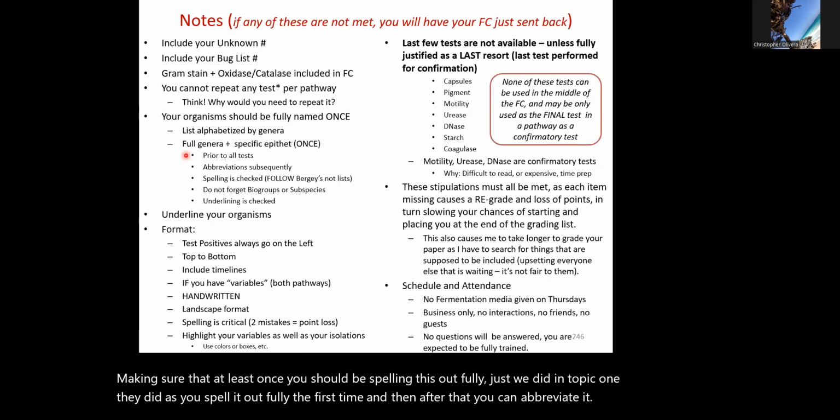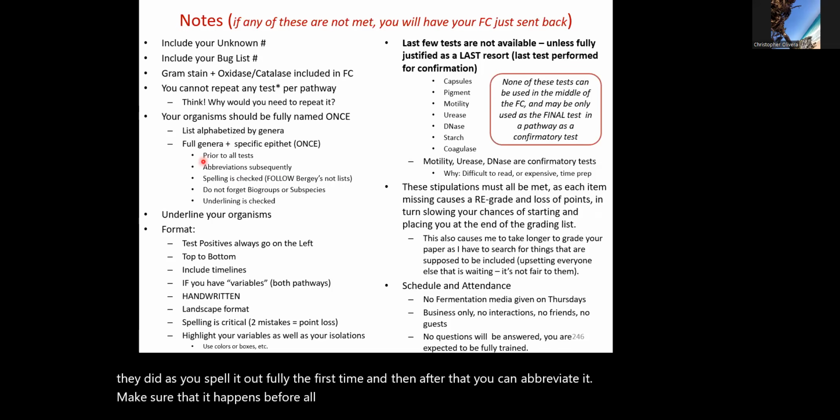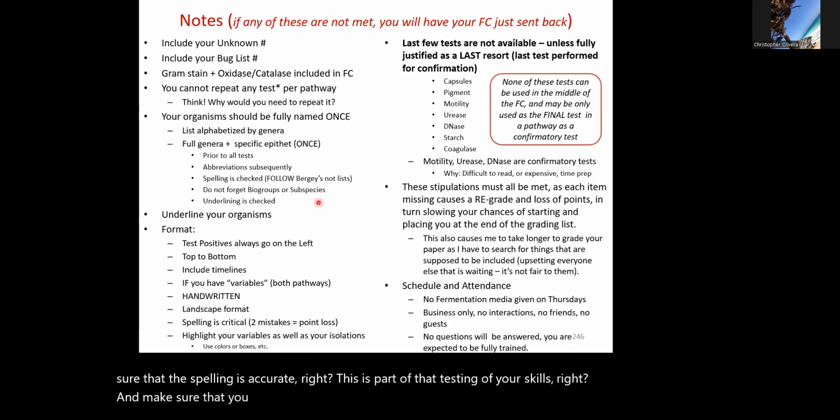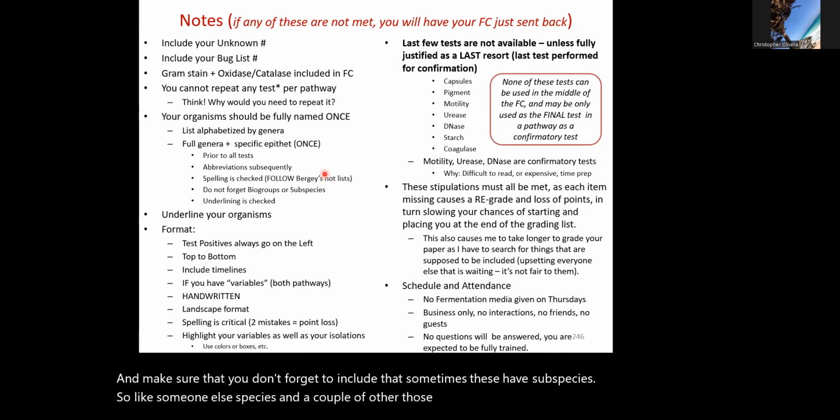Make sure that it happens before all the tests. Again, you can abbreviate it afterward. Making sure that the spelling is accurate, right? This is part of that testing of your skills, right? And make sure that you don't forget that sometimes these have subspecies. So like Salmonella species and a couple of others that we may provide you have subspecies names, okay?